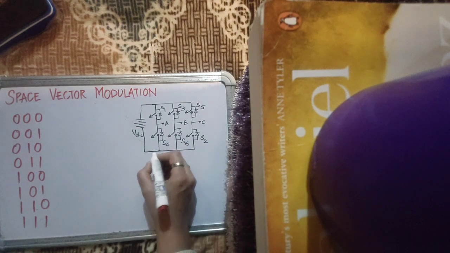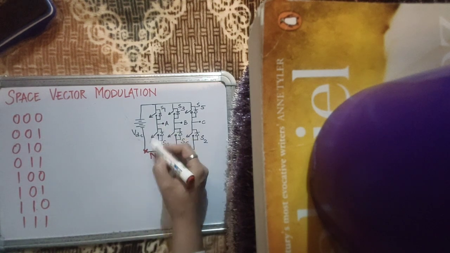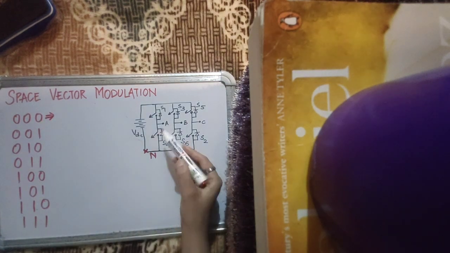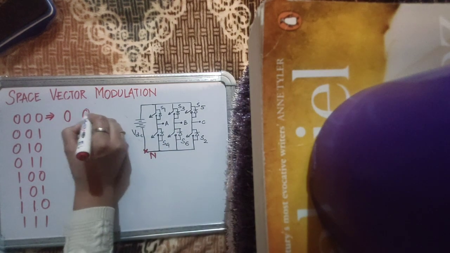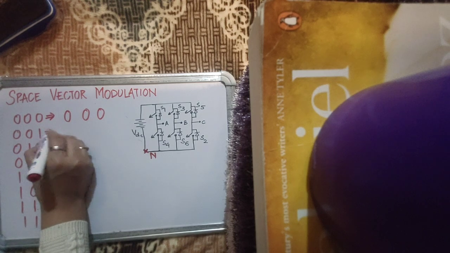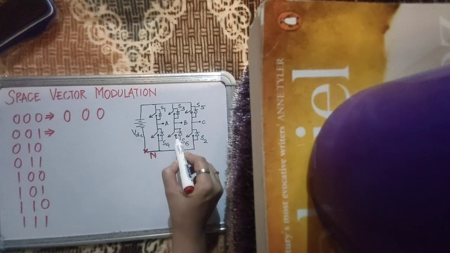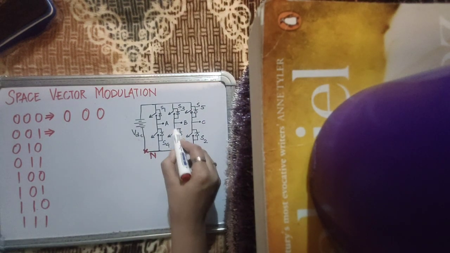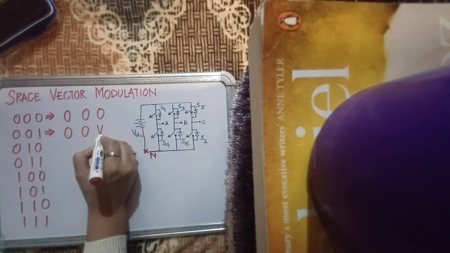Let's define a reference, a ground point, say let's call it N, and I will measure all voltages with respect to this point, VAN, VBN and VCN. So for the first state, my three voltages are, this is short, this is short, this is short. So the three voltages are 0, 0 and 0. For the second state, this is 0, 0, 1. So this switch is on, this switch is on, and 1 means the top switch is on. So the voltages are 0, 0 and VDC.